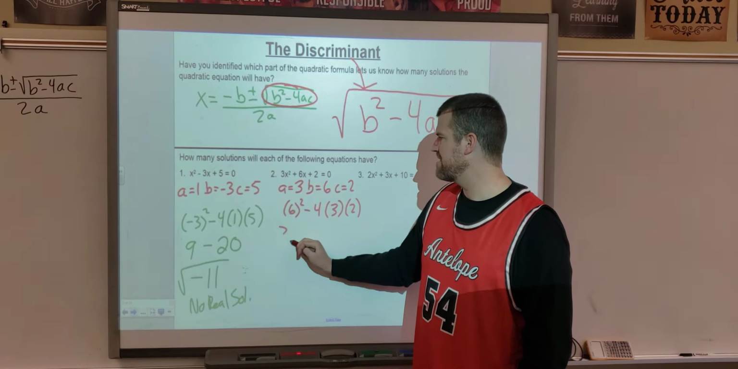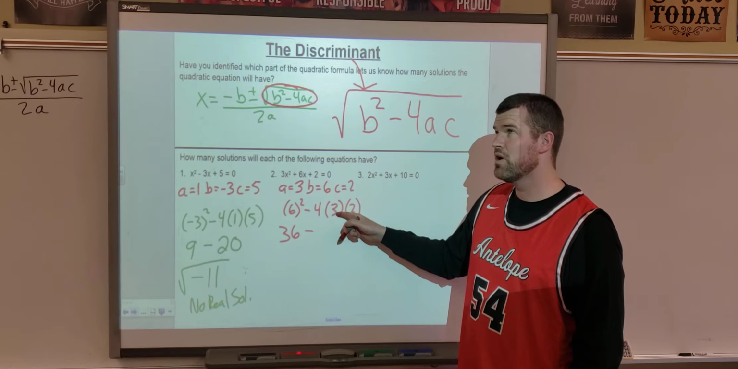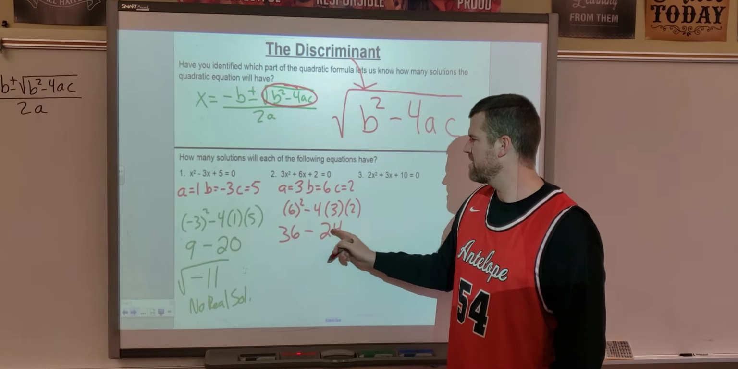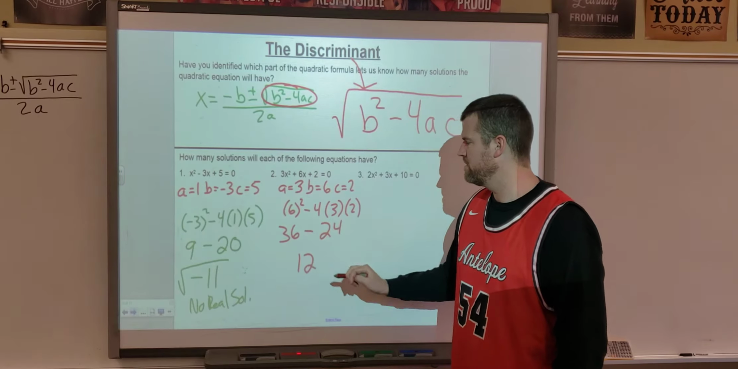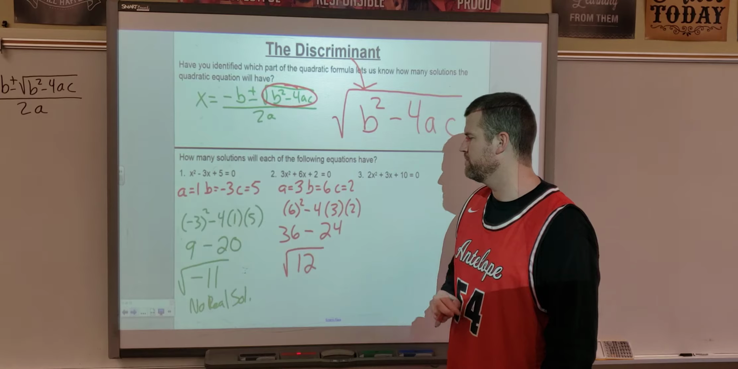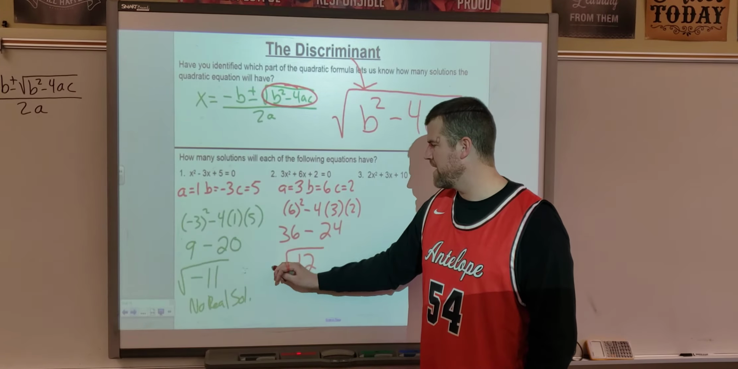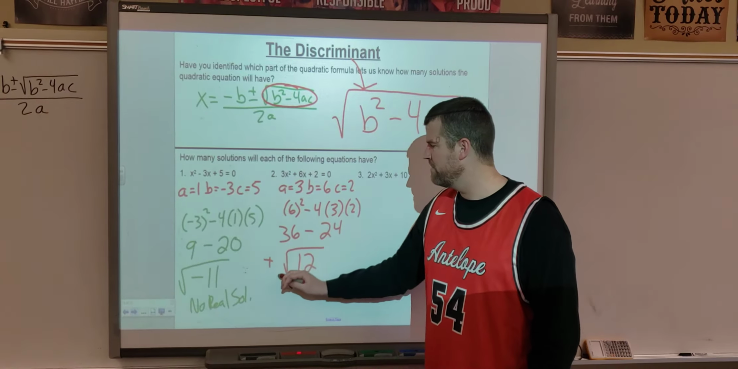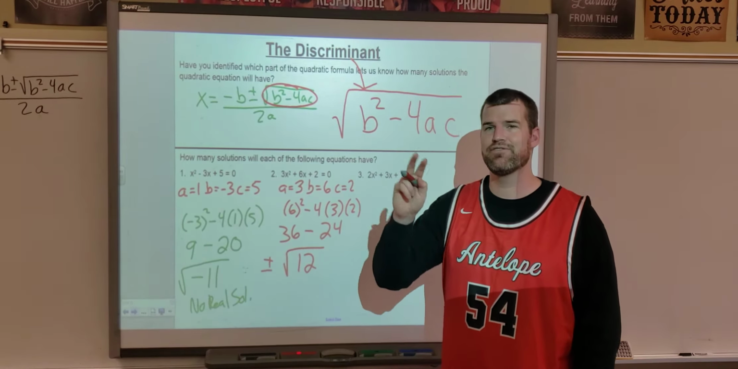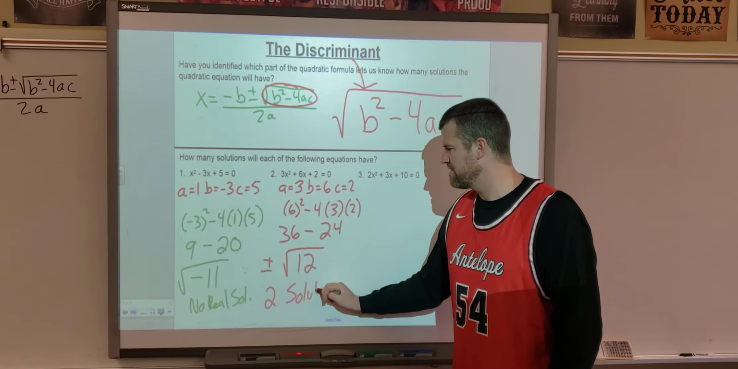So I get 36 minus 4 times 3 is 12. 12 times 2 is 24. 36 minus 24 is 12. So I know that if I were using the quadratic formula, I would get the square root of 12. Well, since that's positive, that means when we're solving this problem, we're going to have something plus the square root of 12 and something minus the square root of 12, which gives me 2 different answers. So this will have 2 solutions.